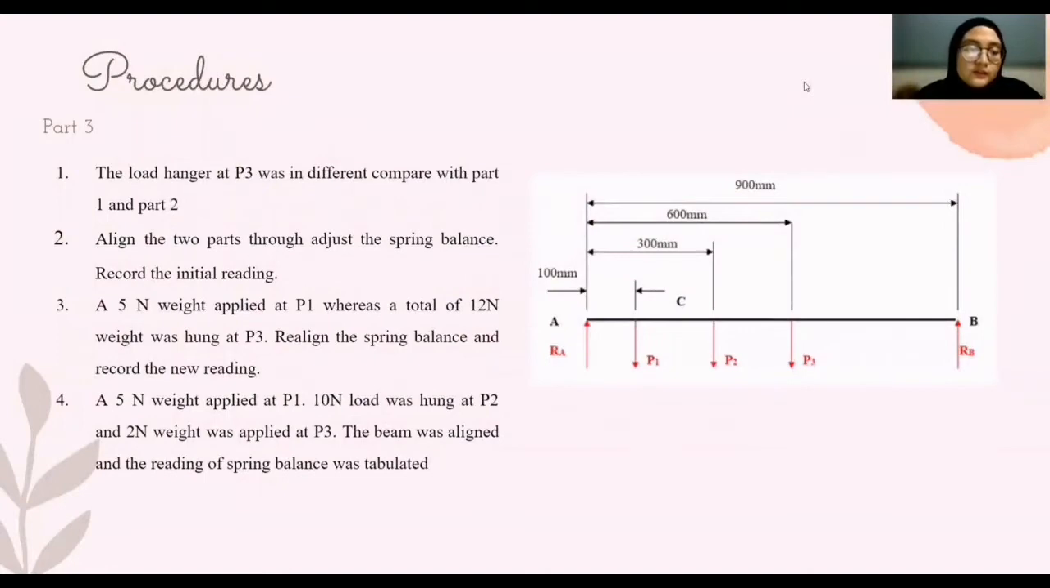For part 3, first, the load hanger at P3 was different compared with part 1 and part 2. Second, align the two parts, adjust the spring balance and record the initial reading. Next, a 5 Newton weight was applied at P1, whereas a total of 12 Newton weight was hung at P3. Realign the spring balance and record the new reading. Lastly, a 5 Newton weight was applied at P1, a 10 Newton load was hung at P2 and a 2 Newton weight was applied at P3. The beam was aligned and the reading of the spring balance was tabulated.